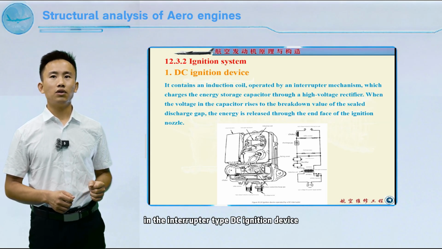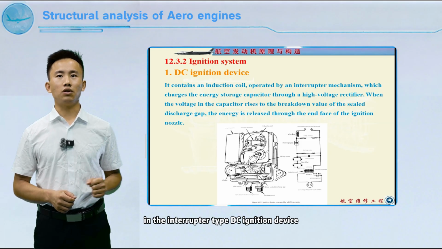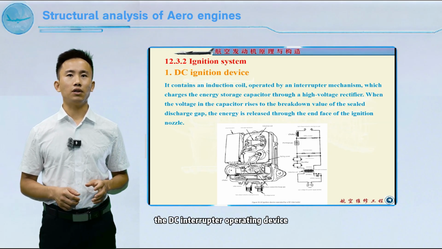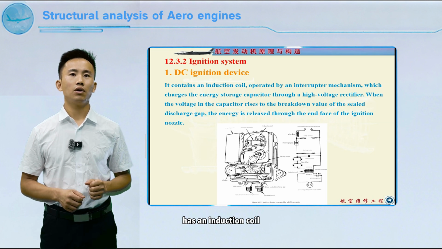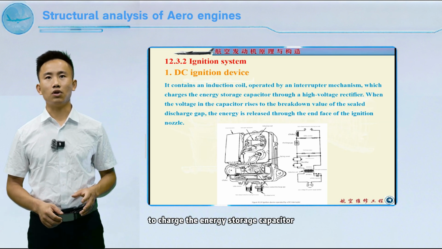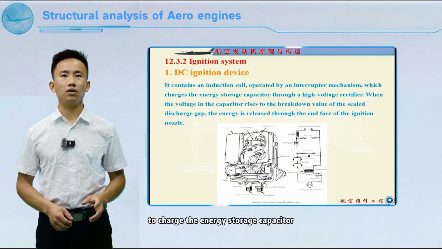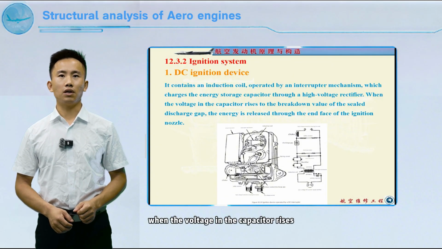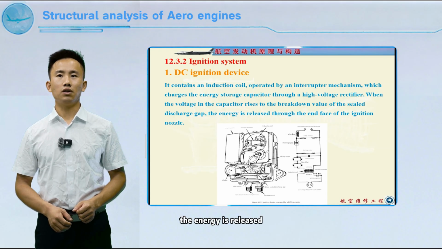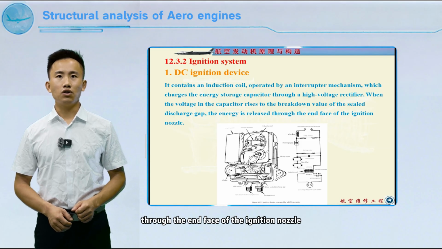In the interrupter type DC ignition device, shown in the figure, the DC interrupter operating device has an induction coil, which is operated by the interrupter mechanism to charge the energy storage capacitor through the high-voltage rectifier. When the voltage in the capacitor rises to the breakdown value of the sealed discharge gap, the energy is released through the end face of the ignition nozzle.